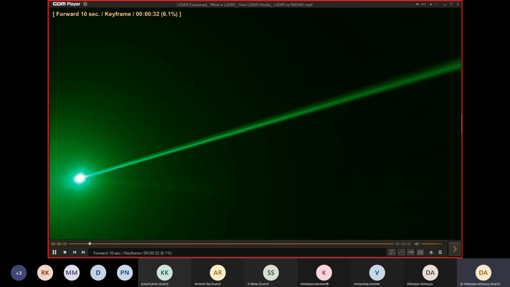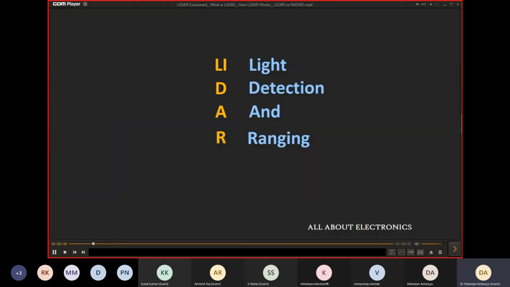So in this video, as its name suggests, this technology uses light waves or a light source to measure the distance between objects. Or in another way, we can say that it is used in range finding applications.